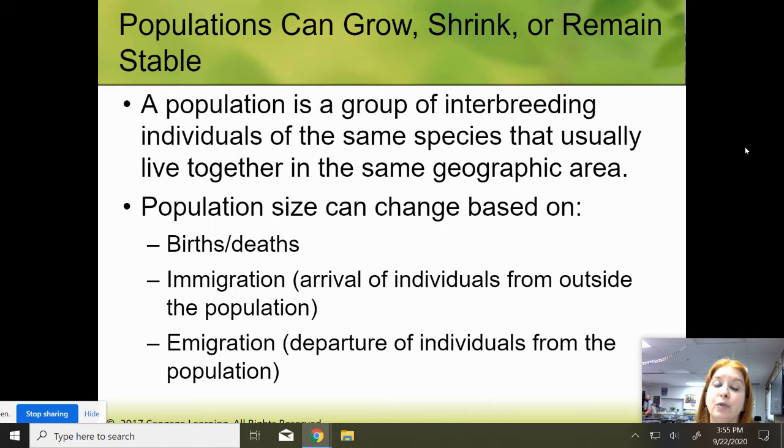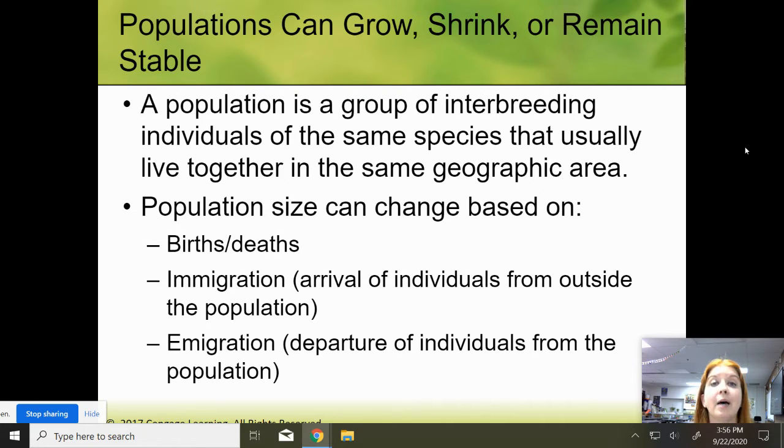Immigration is into. I for immigration, I for into. So this is the arrival of individuals from outside the population coming in, and that's going to make the population larger. Emigration, E for emigration, E for exit. This is the departure of individuals from the population.